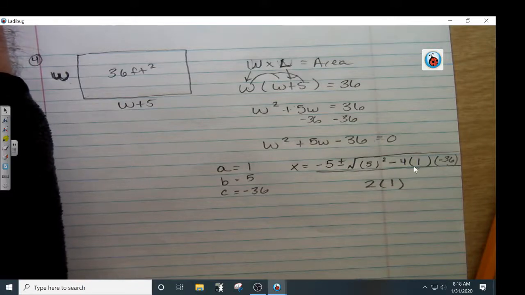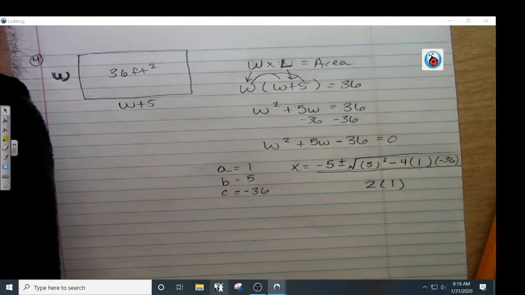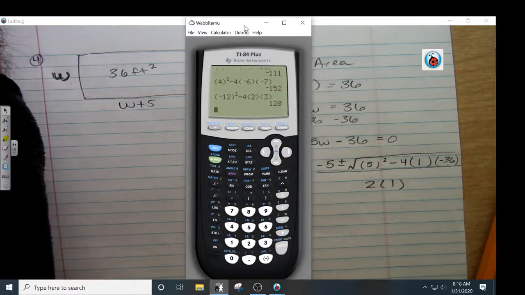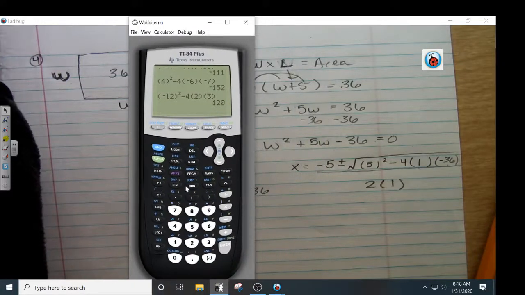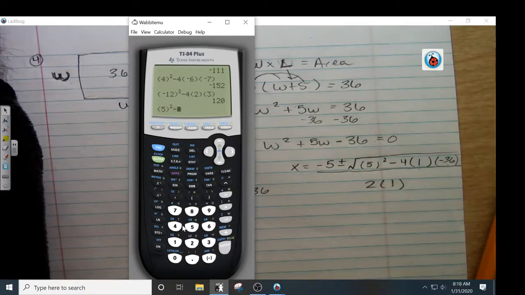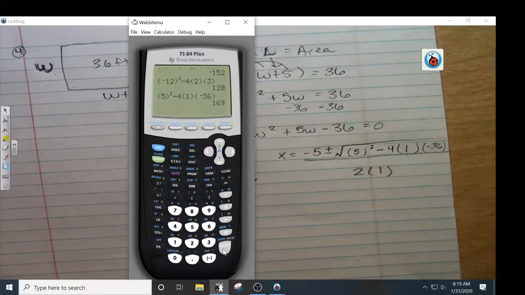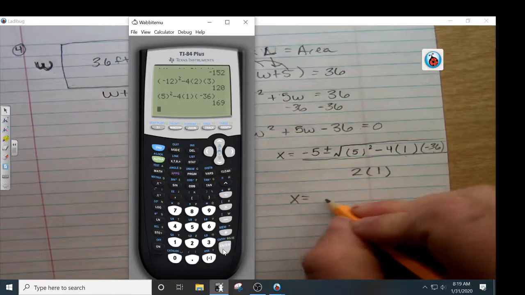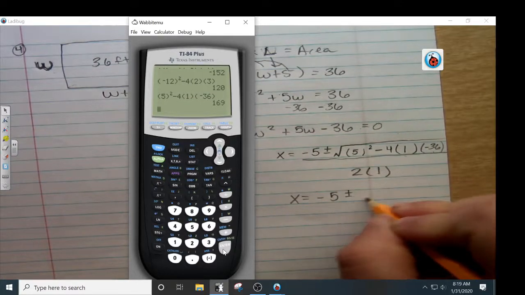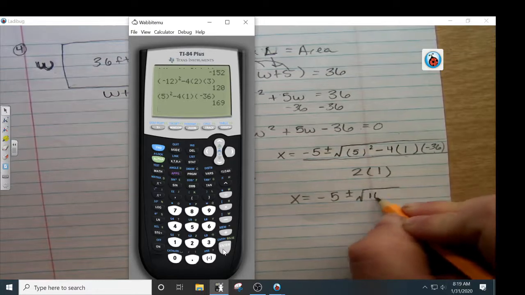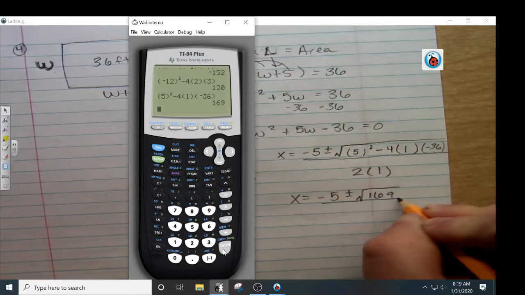All right, now. So, guys, I'm going to calculate my discriminant. Now, I'm going to put everything in parentheses. 5 squared minus 4 times 1 times negative 36. All right, now, press enter. So now what we have, guys, is this. X equals negative 5 plus or minus the square root of 169 over 2.